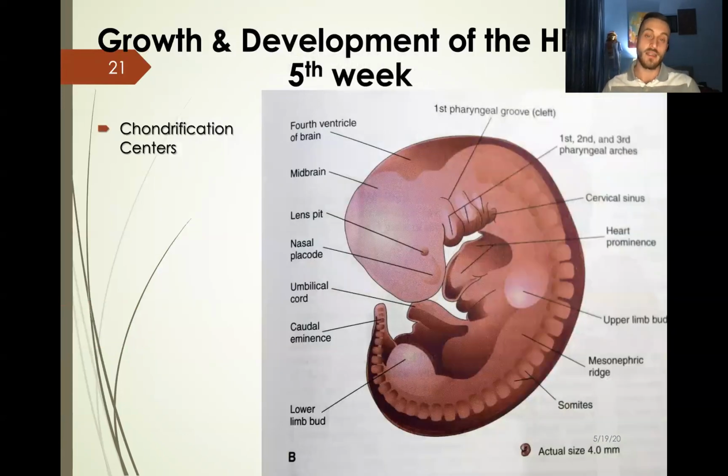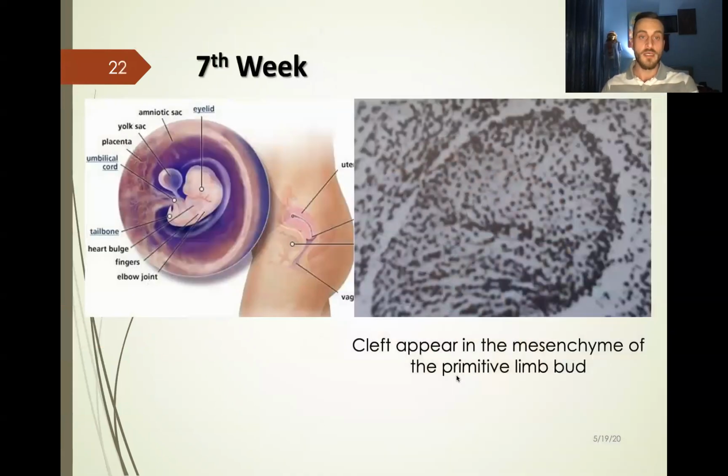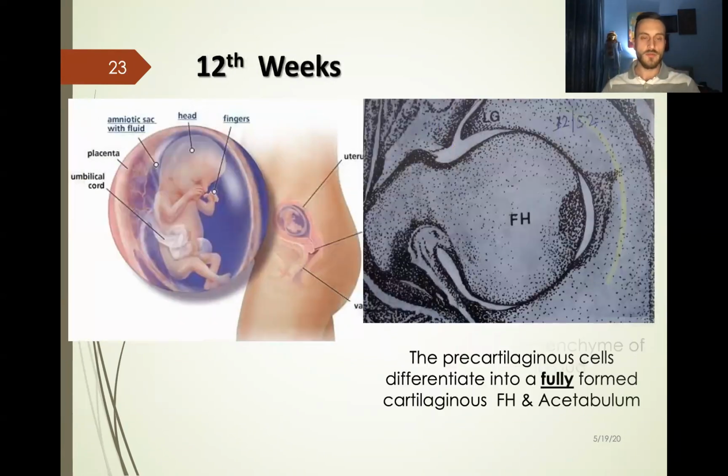And as you can see here, in the 5th week, the upper and lower buds start to grow. On the 7th week, we have the mesenchymal cells, which is the primitive limb bud. And as you can see here, this is the femoral head, this is the acetabulum, and the femoral head is inside the acetabulum. They continued this study, and at the 12th week, they saw that the precartilaginous cells are fully formed femoral head and acetabulum, and the femoral head is inside the acetabulum.